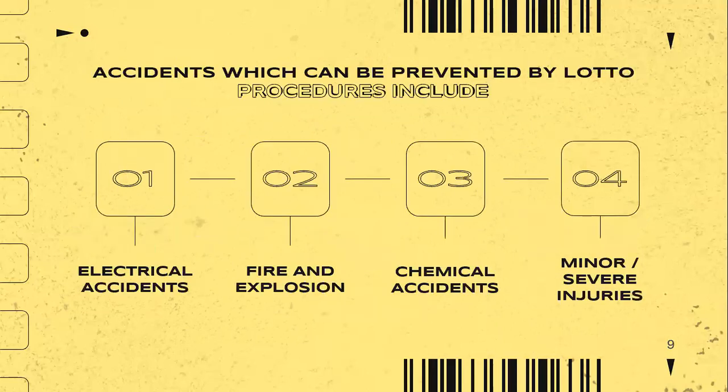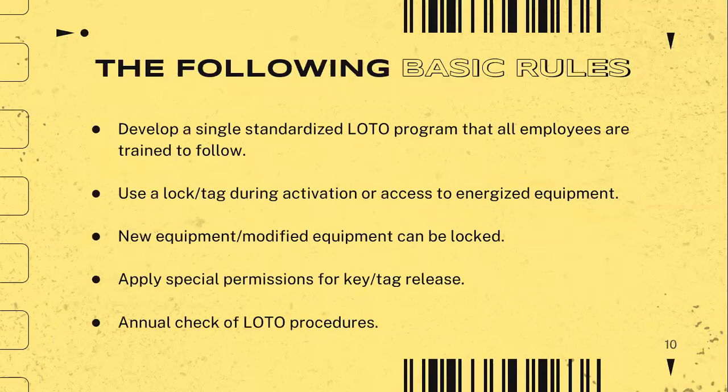Accidents which can be prevented by LOTO procedures include: first, electrical accidents. Second, fire and explosion. Third, chemical accidents. And fourth, minor or severe injuries.